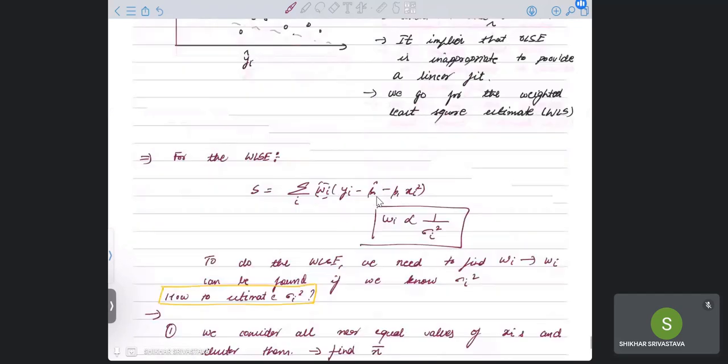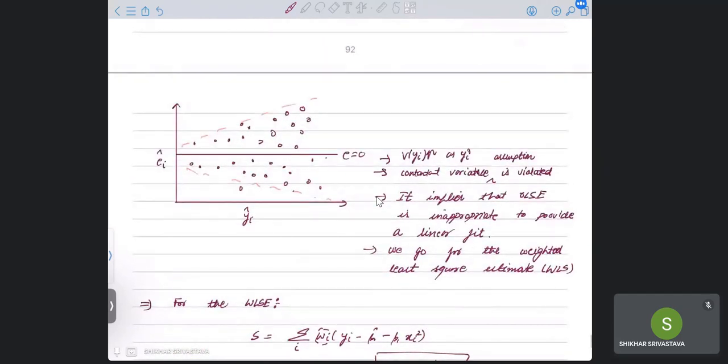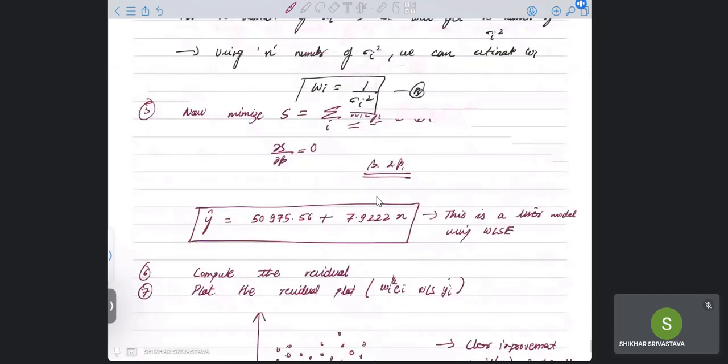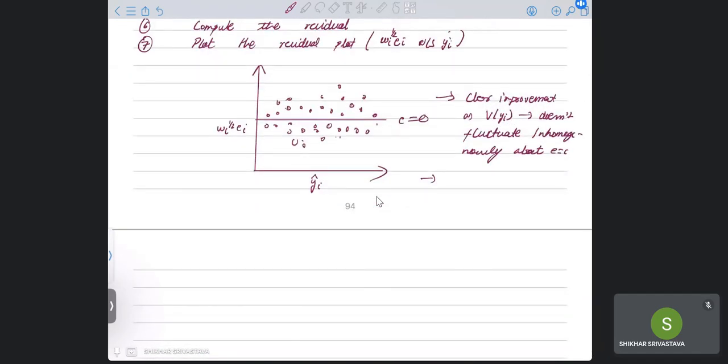Because earlier, when you fitted the model using ordinary least square estimate, you got something like this, where the variance goes on increasing. But here, the variance is more or less constant as we go on increasing the yi value. So the weighted least square method gives a better linear fit. The constant variance assumption is now held, it is not violated. So this is basically why we use the weighted least square estimate method.